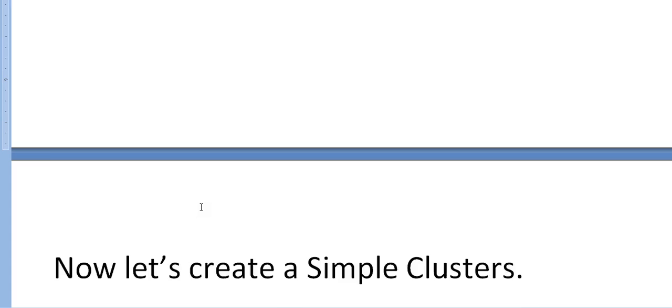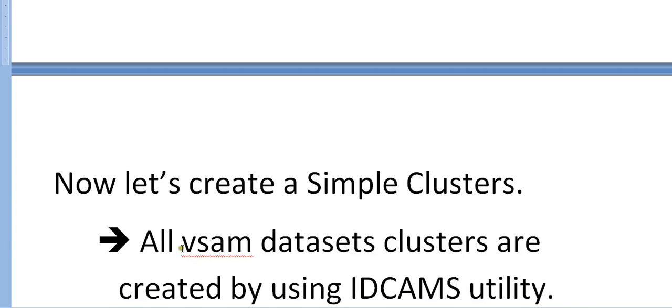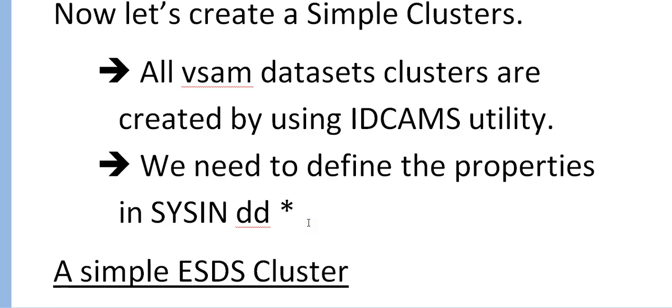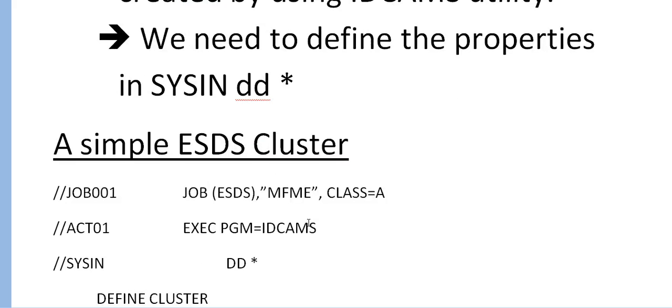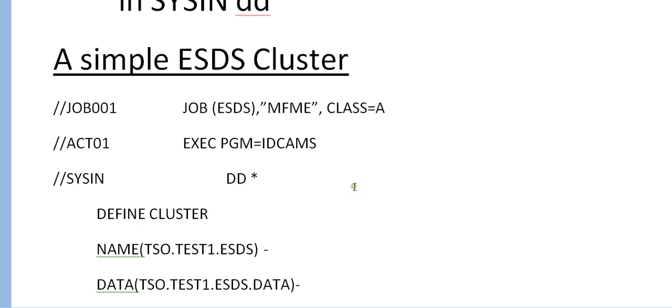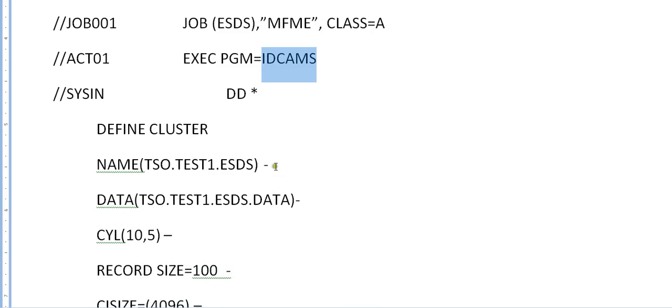Okay, so now let's create simple clusters. All VSAM dataset clusters are created by using the IDCAMS utility, and we will be defining the properties of the clusters. Let's look at a simple ESDS cluster. So here it is. You will have a job card, then you have an activity. You will be using an IBM supplied utility, that is IDCAMS.